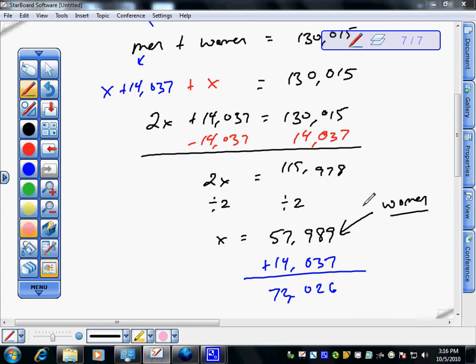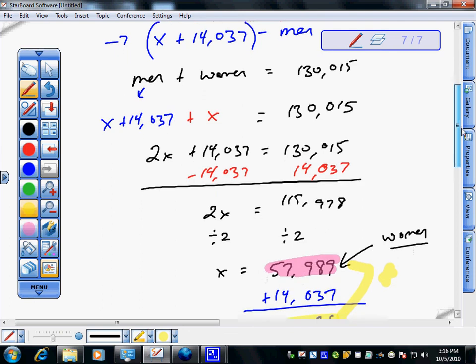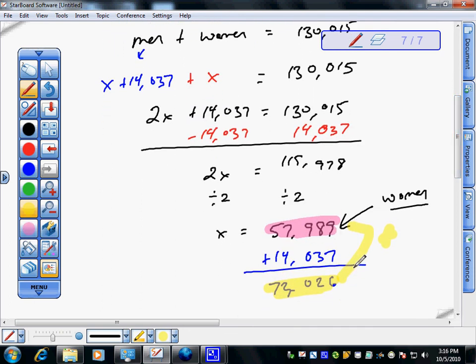So now do we have the salaries of the women and the salaries of the men? An easy check right here is if I take these two values and add them together, I better get $130,015, and we can double check that if we need to.